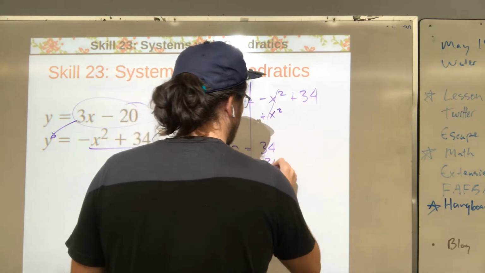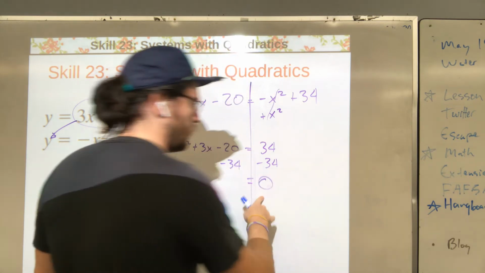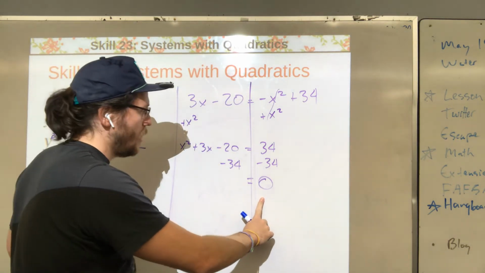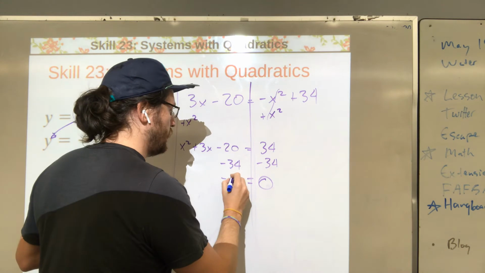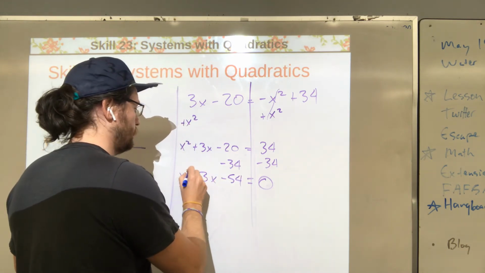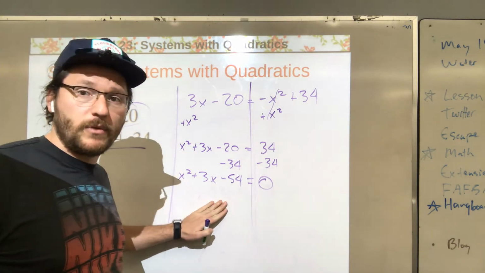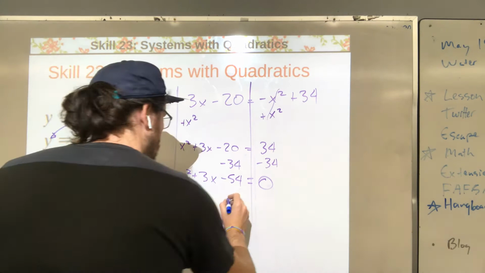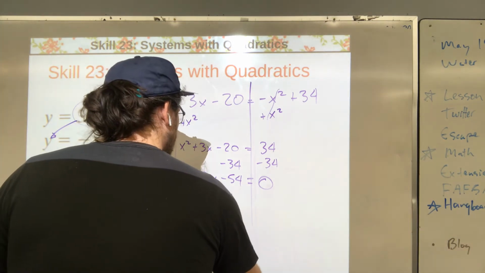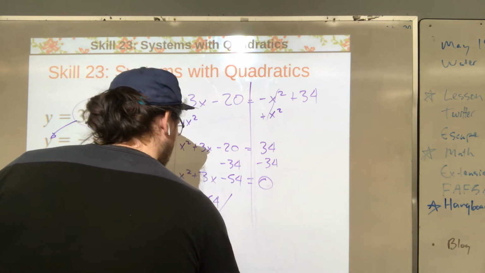Take away 34, take away 30. And then we have that 0 that we were talking about over here. That's a good thing. And then over here, we have -54. We have 3. And we have x squared. Okay, this is the type of problem that we can finish solving with Xbox. Remember, -54 is going to go on top. Positive on the bottom.